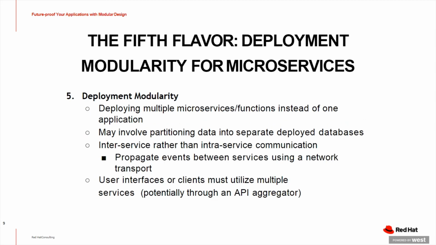The answer is yes, and the 5th flavor of modularity is for deployments, where you are deploying multiple microservices or functions instead of one application. And this may also involve partitioning your data into separate deployed databases rather than sharing a database between multiple microservices. Also, this would require inter-service rather than intra-service communication, where you propagate events between services using a network transport. Additionally, user interfaces or clients must utilize multiple services, potentially through an API aggregator.